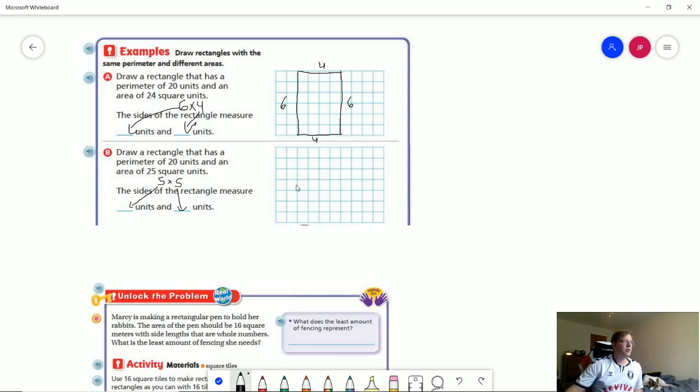And then for the other one, we're going to keep a perimeter of 20, and we are going to have 5 square units. And so I'm going to go like this, 1, 2, 3, 4, 5.